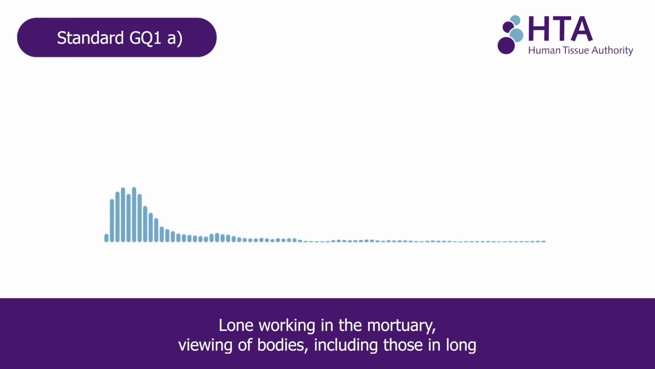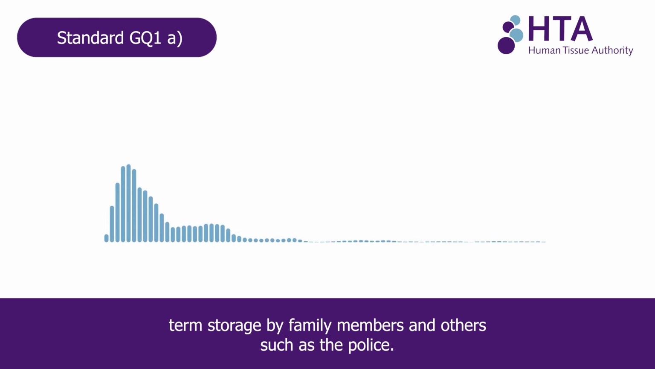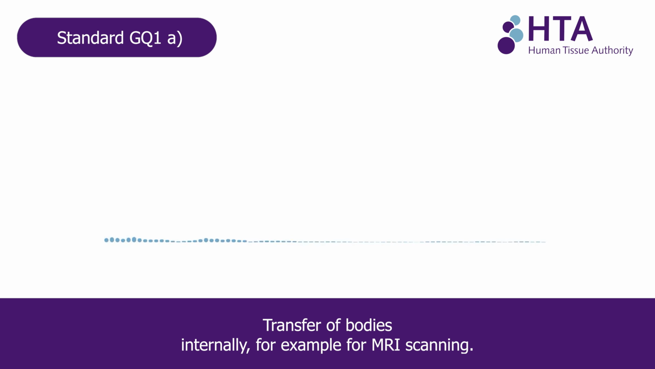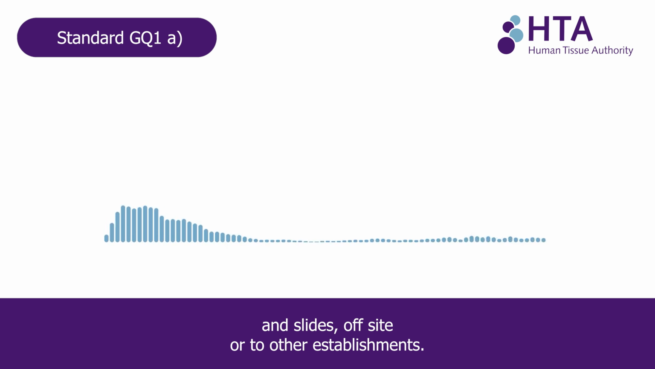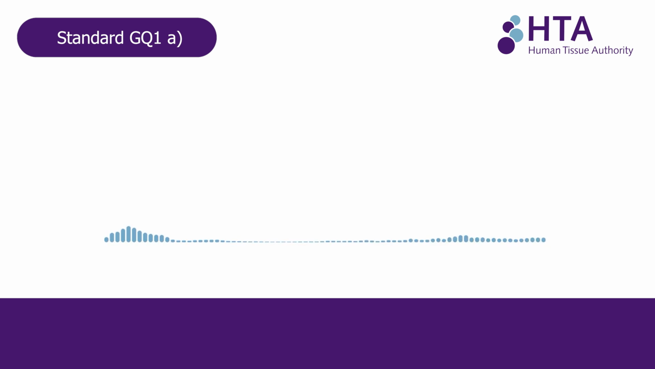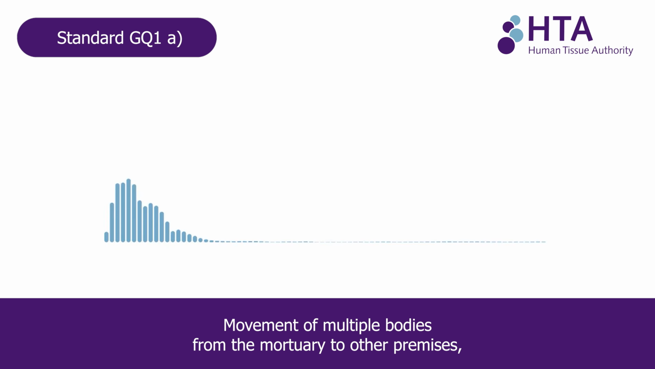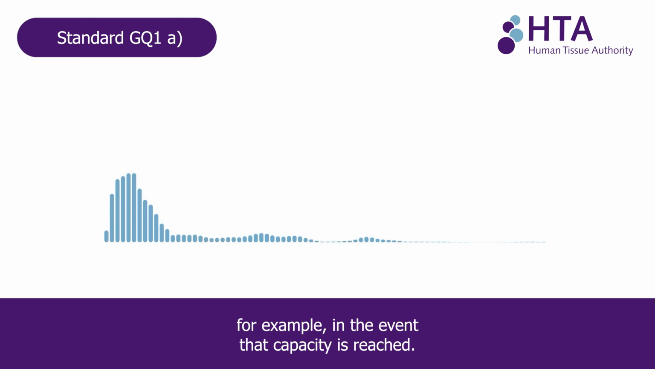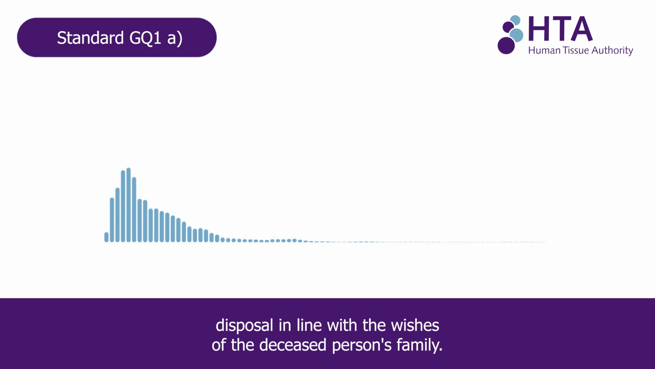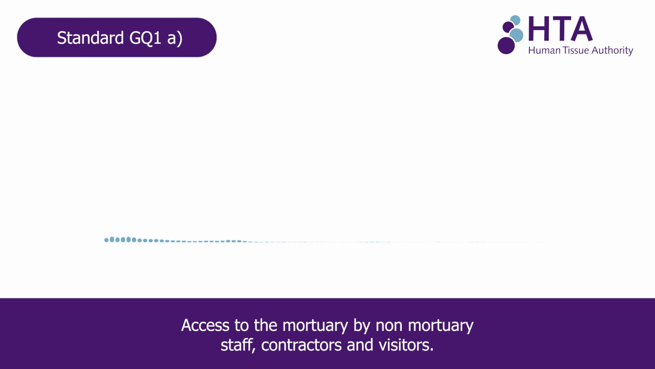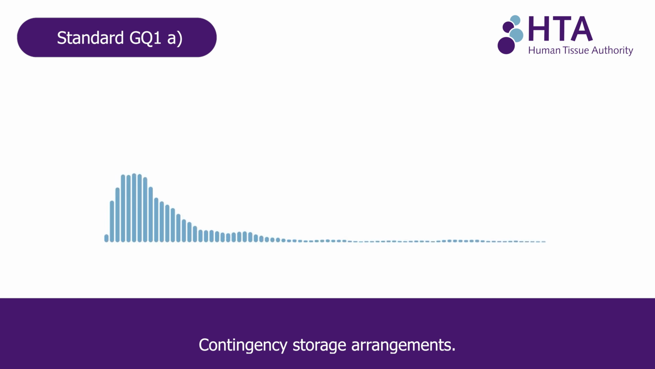Viewing of bodies, including those in long-term storage, by family members and others such as the police. Transfer of bodies internally, for example, for MRI scanning. Transfer of bodies and tissue, including blocks and slides, off-site or to other establishments. Movement of multiple bodies from the mortuary to other premises, for example, in the event that capacity is reached. Disposal of tissue, including blocks and slides, which ensures disposal in line with the wishes of the deceased person's family. Access to the mortuary by non-mortuary staff, contractors and visitors, and contingency storage arrangements.